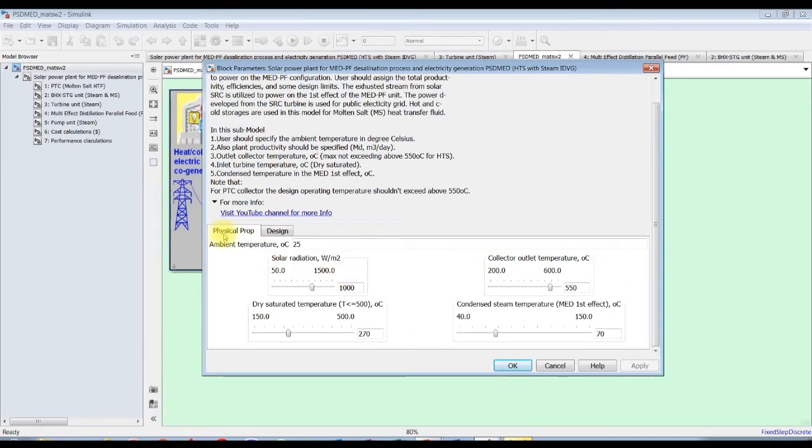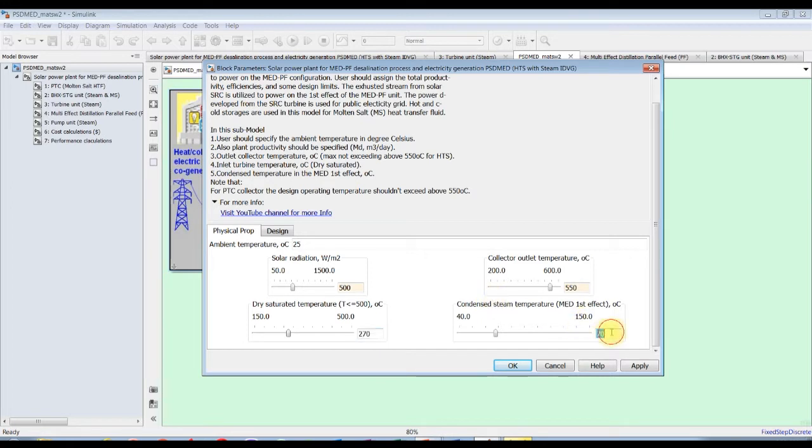Okay, for some physical properties, this is ambient temperature. It's around 25. It's okay. Solar radiation, I'm going for 500 as intermediate watt per meter square. Okay, this is outlet molten salt temperature. It's around 550. Okay, and dry saturated, I'm going for 270, like the actual plant located in Alexandria, it's 270.